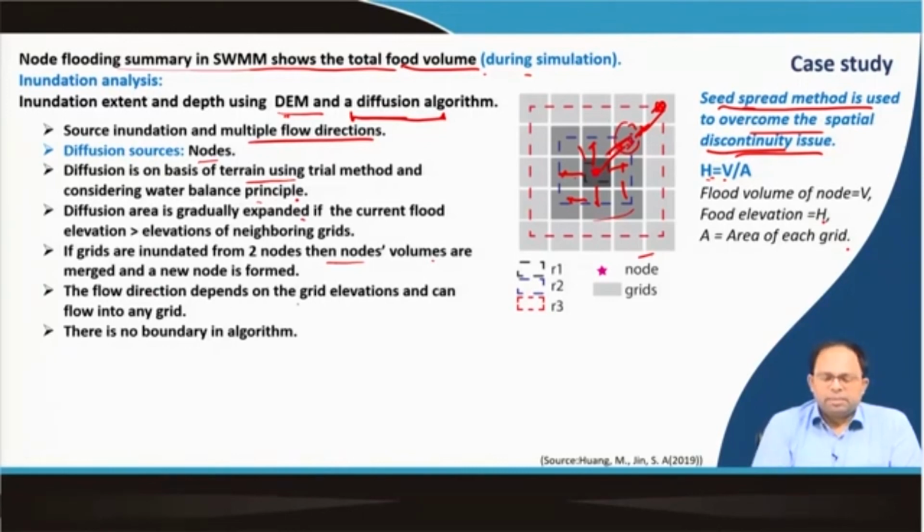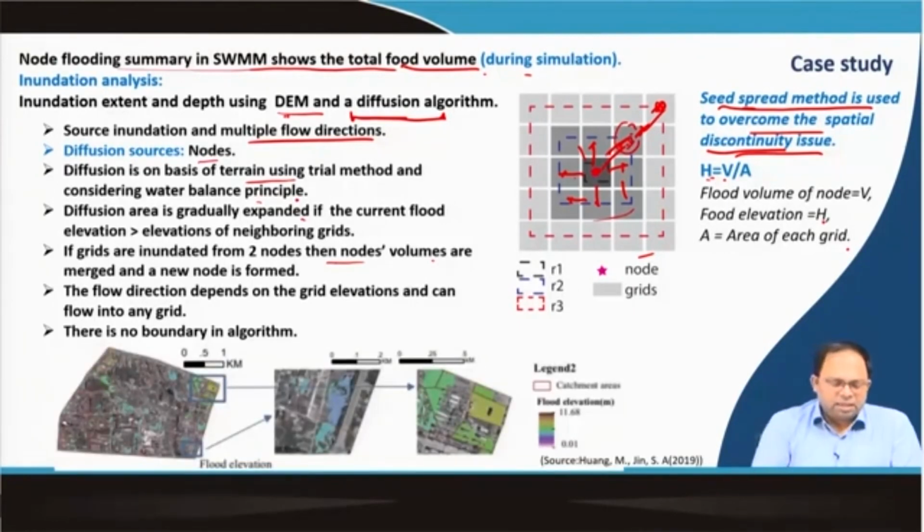The flow direction depends on the grid elevations and can flow into any grid, and there is no boundary in the algorithm, also no boundary was considered. So, this is an improvement on the simple GIS method, but at the same time it is still not overland flow or following a 2D approach. This modeling is not done; it is still a simple GIS approach.